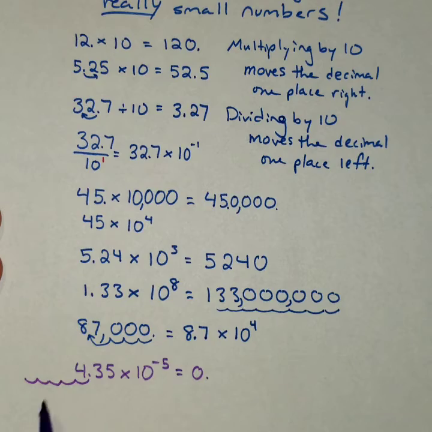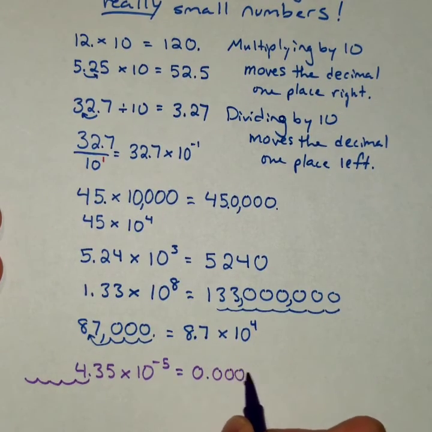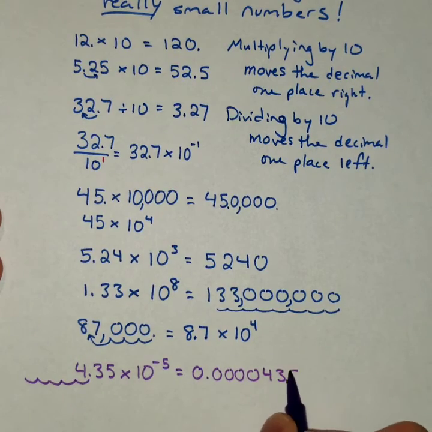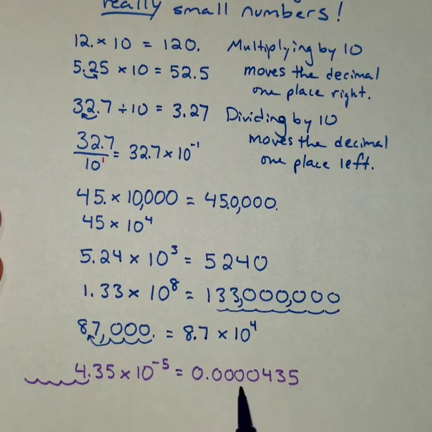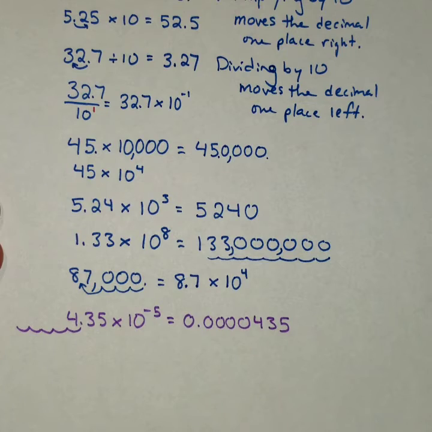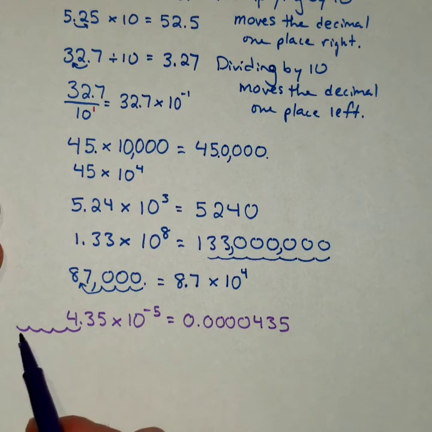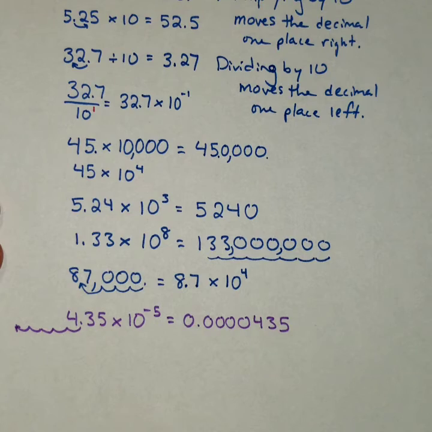Now that's a lot of zeros. I need 1, 2, 3, 4 zeros, and then a 435. Okay. Again, this is a very small number because of how far it goes after the decimal. So moving left, to utilize a negative exponent, you move left that number of places. Let's try another one going the opposite direction.